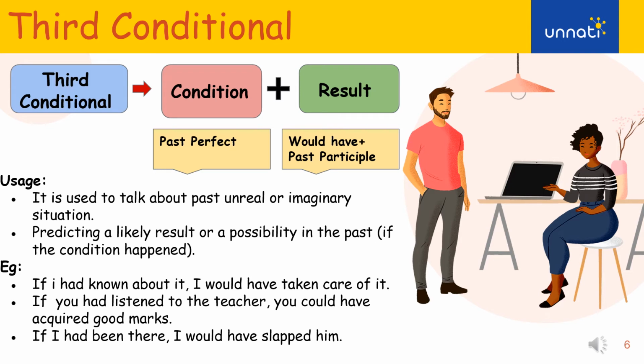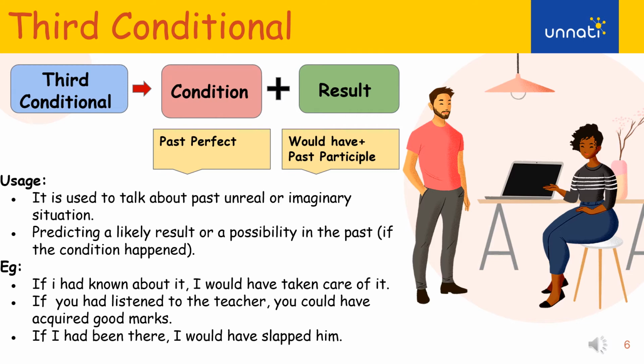So here we're going to look at third conditional sentences. So what happens in a third conditional? Here we have the condition in the past perfect form, and the result has a would have plus the past participle form. So let me repeat. In a third conditional sentence, the condition is in past perfect form and the result has would have plus past participle.